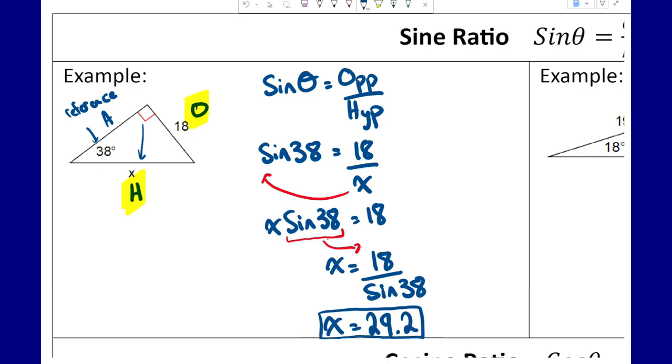Now you could look at that, and one indicator that tells us that this probably is a good answer is the fact that it's bigger than the opposite side that we're using. Remember, we're trying to find x, or the hypotenuse, so it should be the biggest side. 29.2 is bigger than 18, so at least that makes sense as an answer. If we got a number that was smaller, we might have to relook or redo our calculations.